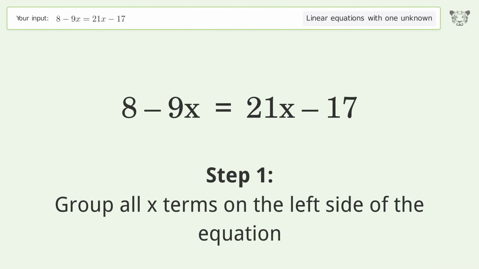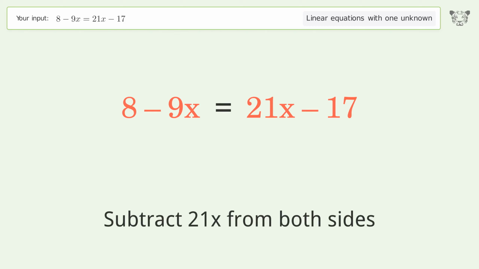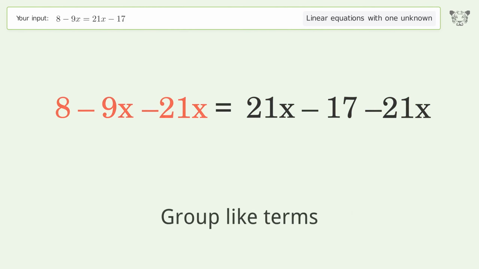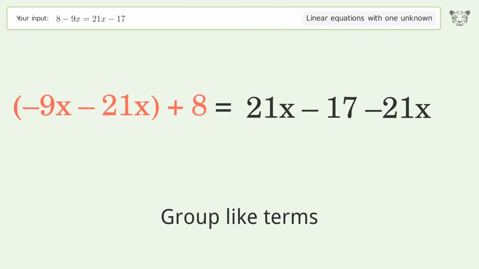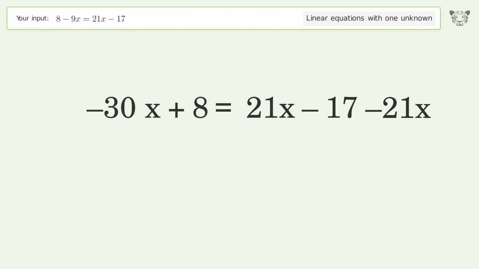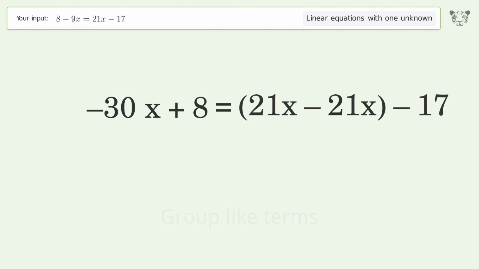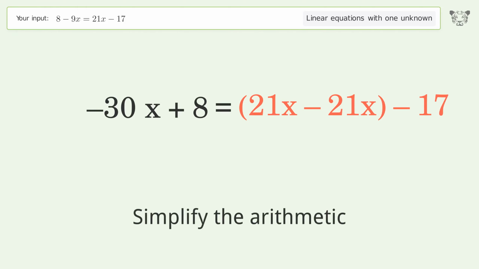Group all x terms on the left side of the equation. Subtract 21x from both sides. Group like terms. Simplify the arithmetic. Group like terms. Simplify the arithmetic.